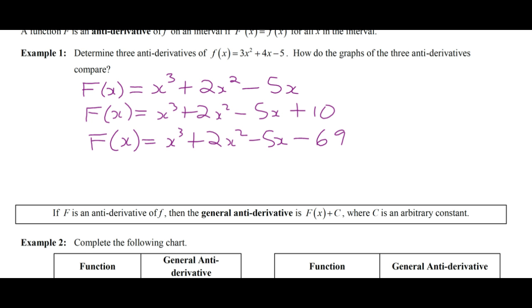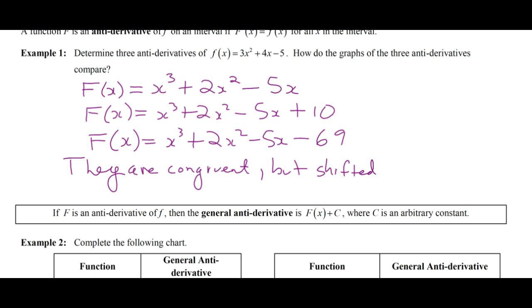All right, how do all these graphs compare? The same graph, just shifted vertically, right? So it's the same graph, only it's shifted vertically. Well, let's say they are congruent. How about that? They are congruent, but shifted vertically.